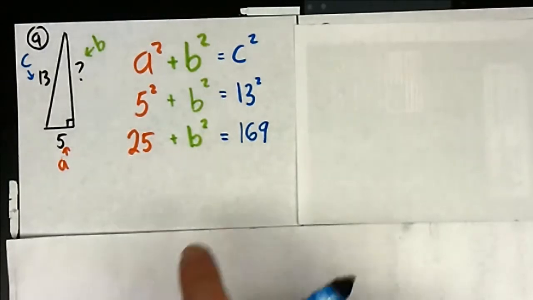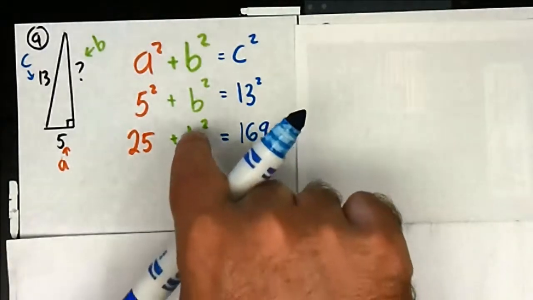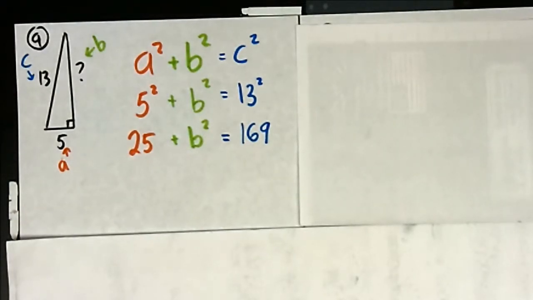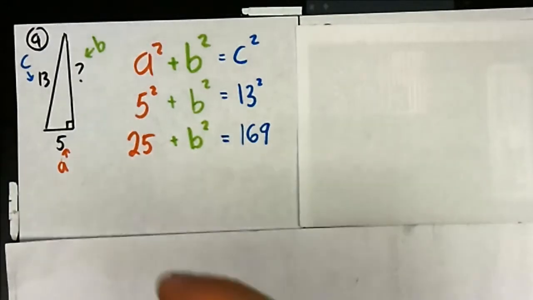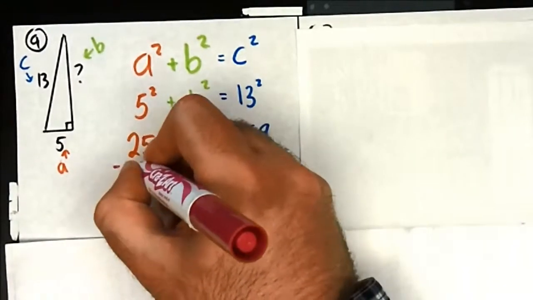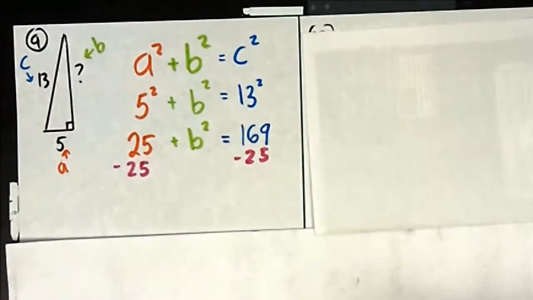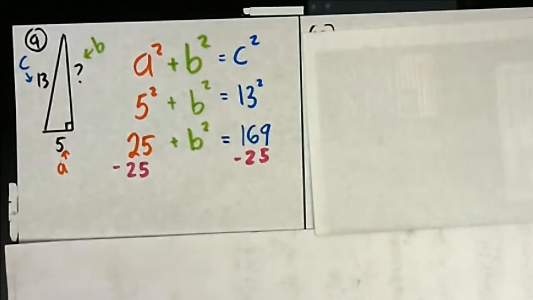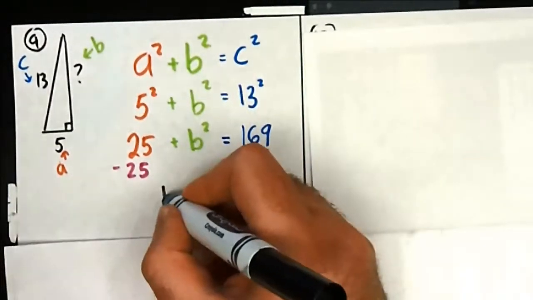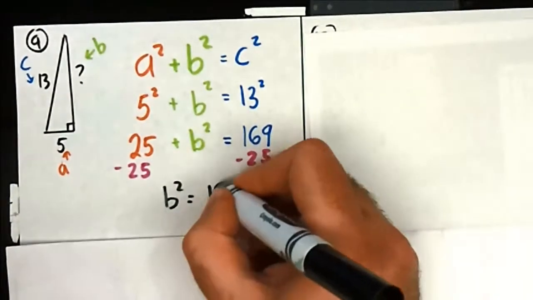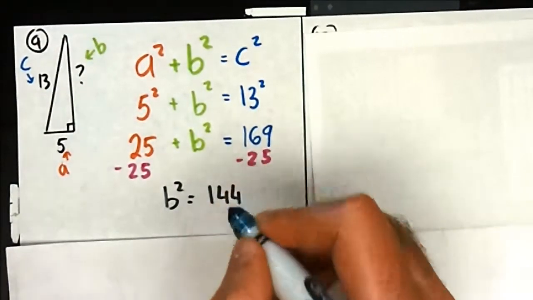What's my next step? My next step is to isolate the B. So I'm going to take away the 25, so it's all nice and isolated. How do I get rid of that 25? By subtracting 25 from both sides, of course. And when I do that, B squared equals out to what exactly? 144, you say? You're correct.